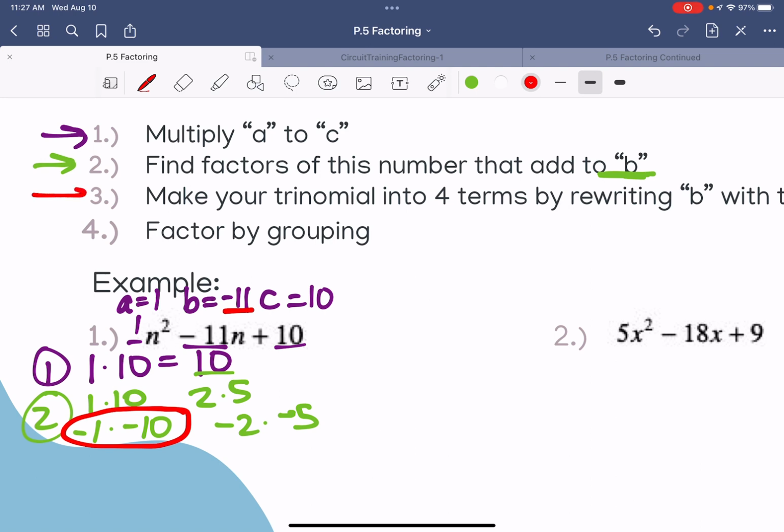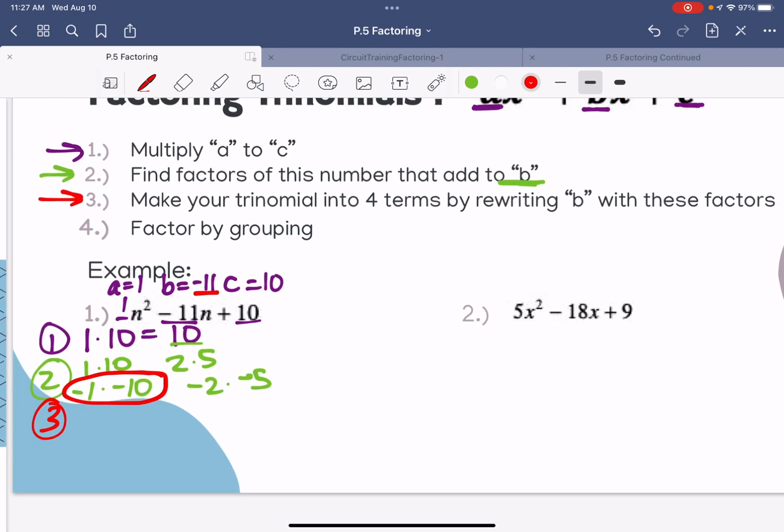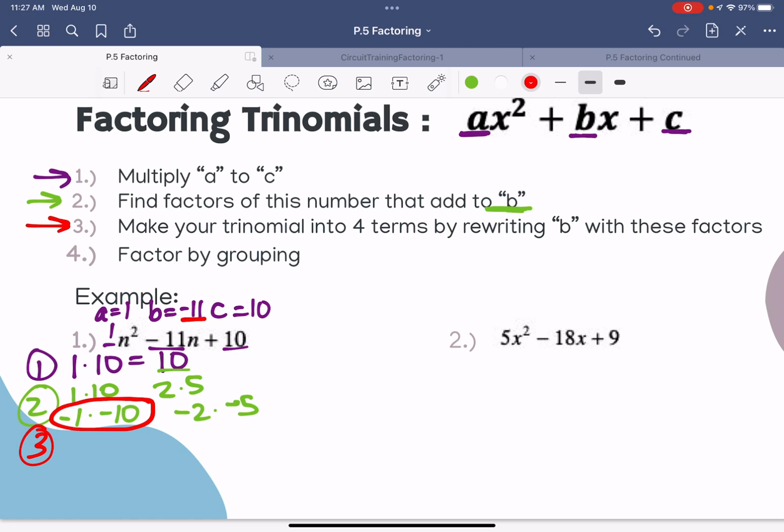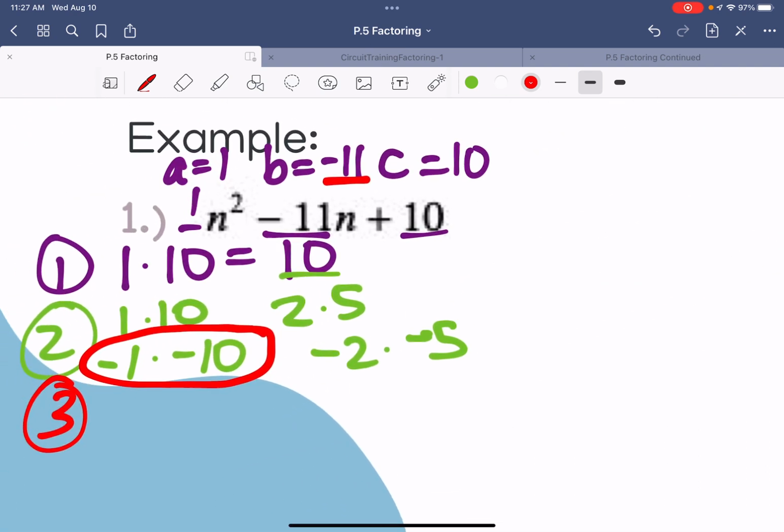All right, so now we're going to move on to step 3. And it says make your trinomial into 4 terms by rewriting B with these factors. Okay, so this is where people get confused because it's just a confusing thing to think about. But basically, I have 3 terms. Again, the n squared, negative 11n, plus 10. So 3 terms. I want it 4 so I can do that factor by grouping. So I'm going to rewrite negative 11n in a way that's equivalent. Again, I'm not changing anything, but it makes that middle term into 2 terms.